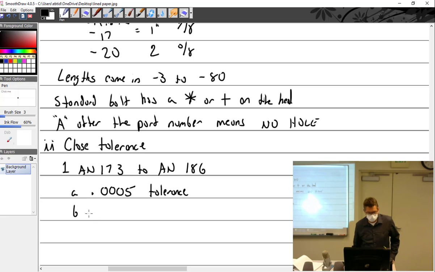So the diameter. Would that be plus or minus? No, that'd be a thousandth then. So it's got to be this. You can't go more than half a thousandth off what you want it to be. Diameter in 1/16, 1/16.